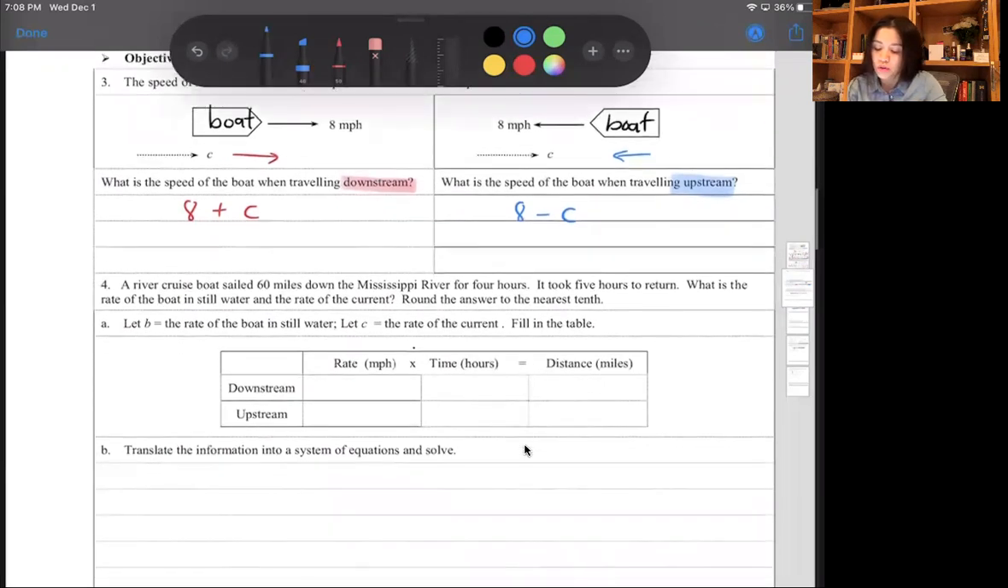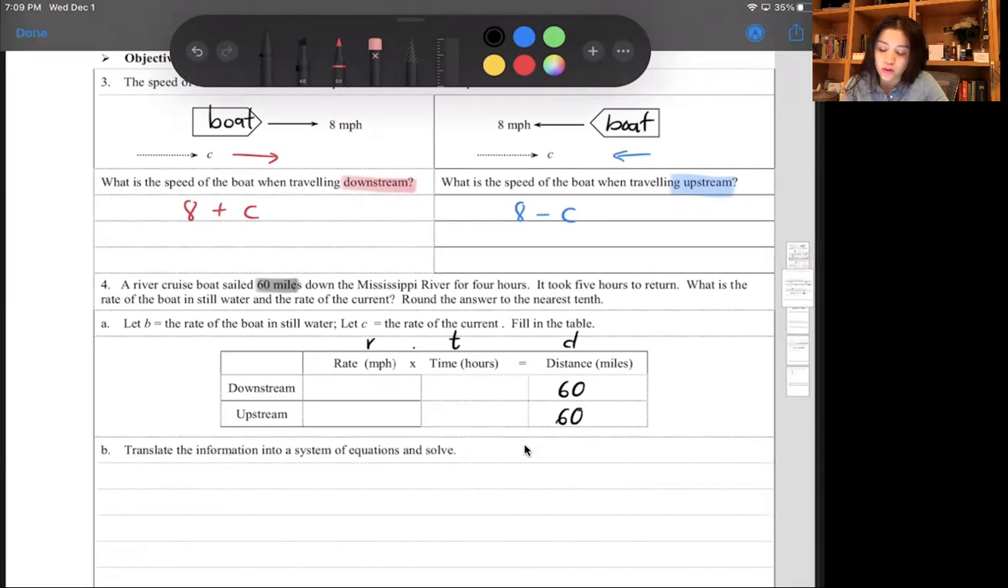Number 4, a river cruise boat sails 60 miles down the Mississippi River for 4 hours. It took 5 hours to return. What is the rate of the boat in still water and the rate of the current? So let's see, the distance is 60 miles. Here I have the formula R times T equals D. Right. Distance is 60 miles. Let me highlight that. 60 miles. And it doesn't matter going downstream or upstream, it is always 60 miles for the distance, right?